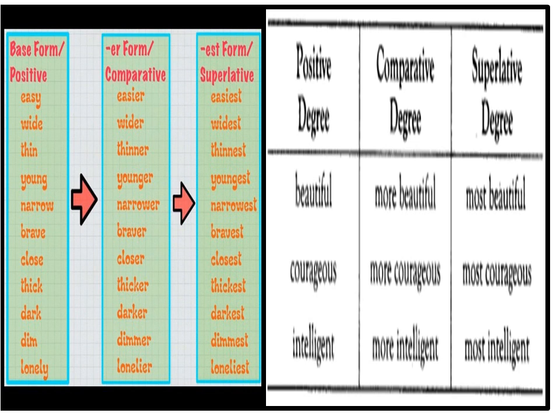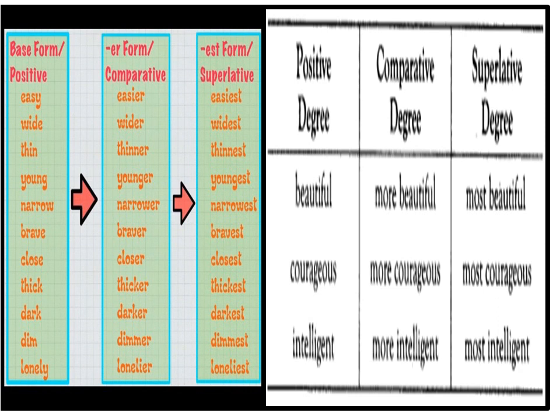Easy, easier, easiest. Wide, wider, widest. Thin, thinner, thinnest. Young, younger, youngest. Narrow, narrower, narrowest. Brave, braver, bravest. Close, closer, closest. Thick, thicker, thickest. Dark, darker, darkest. Dim, dimmer, dimmest. Lonely, lonelier, loneliest.